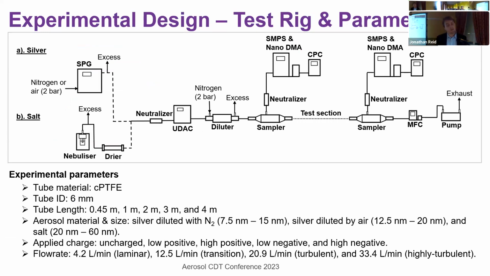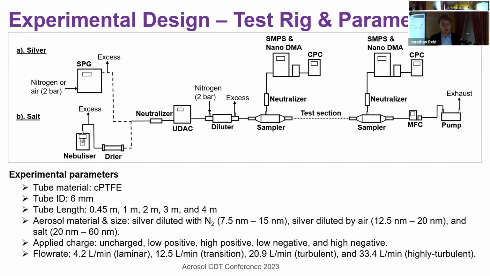The figure here shows a schematic of the sampling system that I've developed earlier in my PhD. The key thing to note here is a dual SMPS CPC system, which conducts a differential measurement over a test section. The test section used in this study is carbon-loaded PTFE of 6 mm in diameter. More tube materials have been used with different diameters. However, this will not be presented in this presentation.